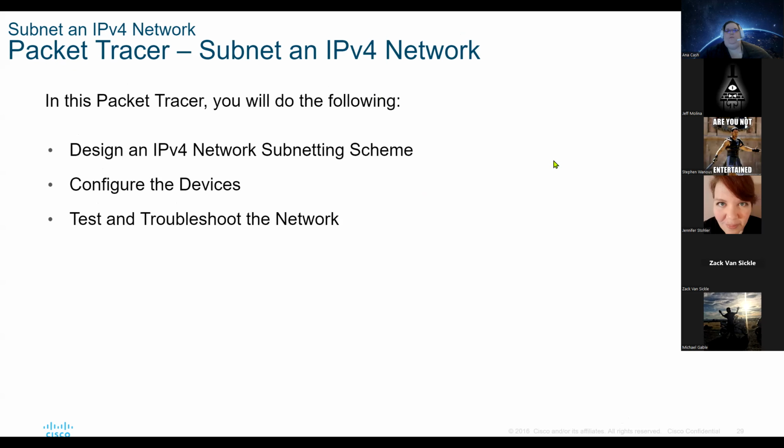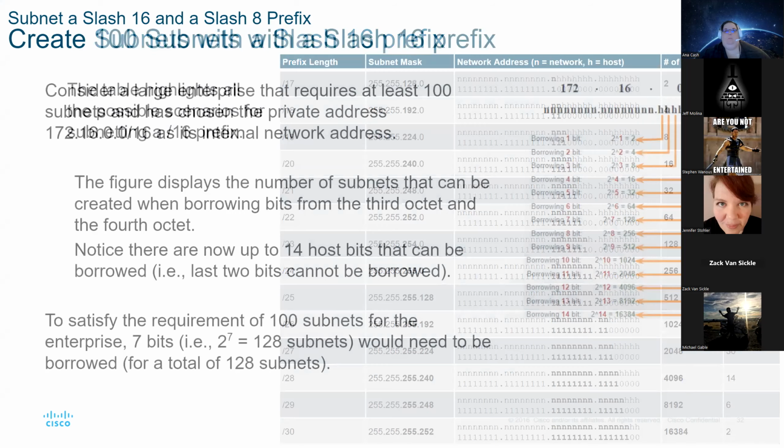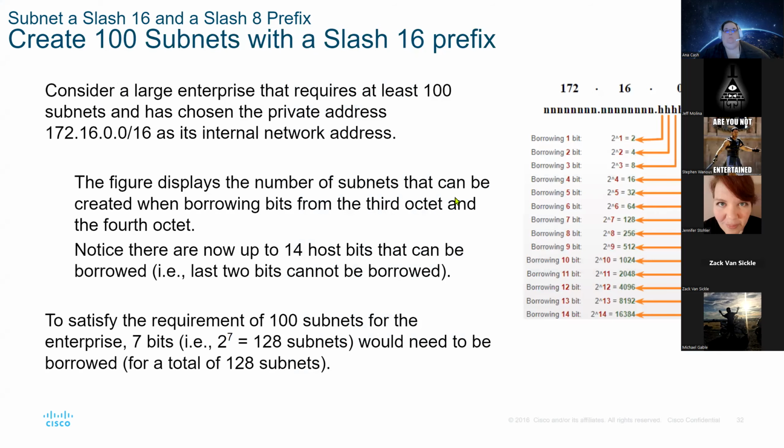Okay. All right, subnets with a slash two prefix. This is just an example of that, or many examples of that. 100 subnets with slash two prefix.